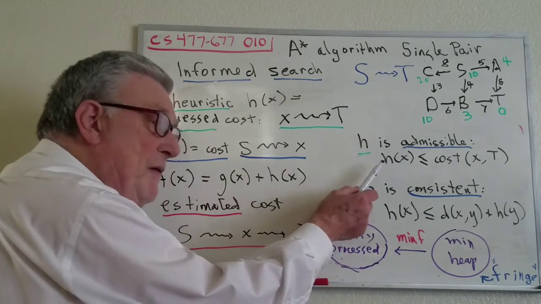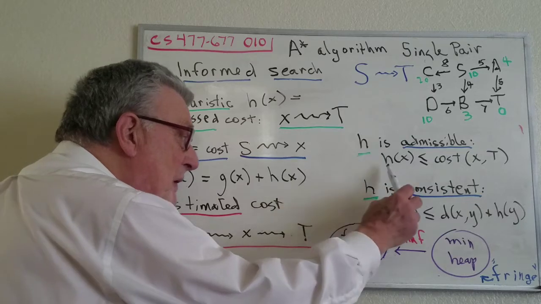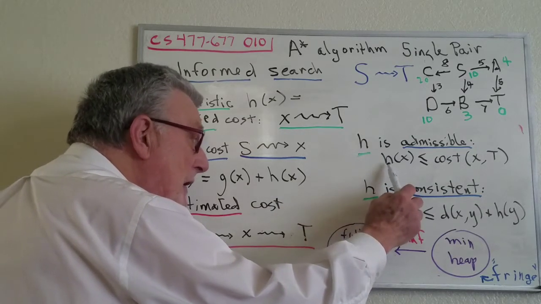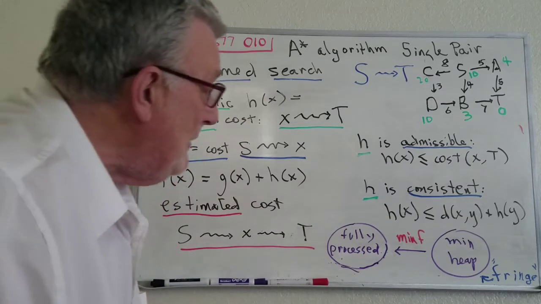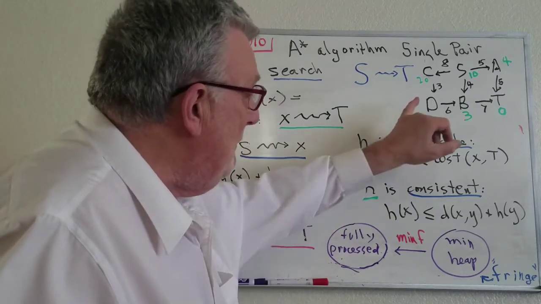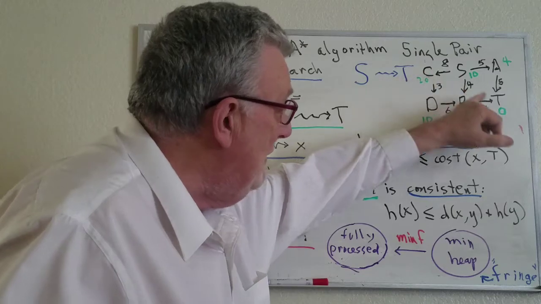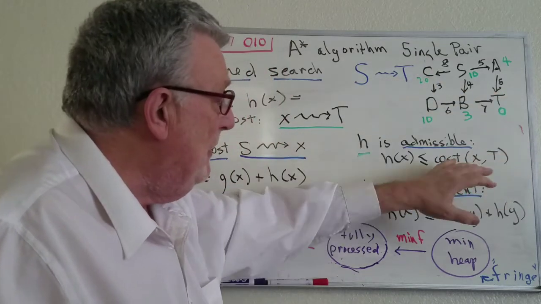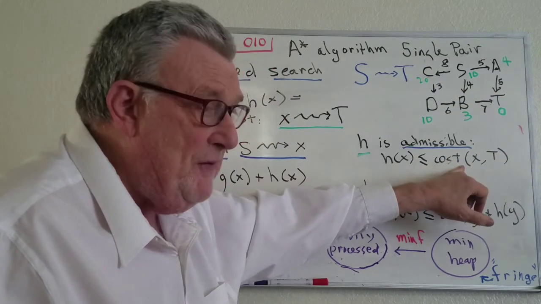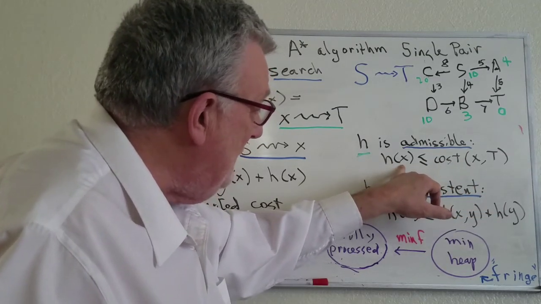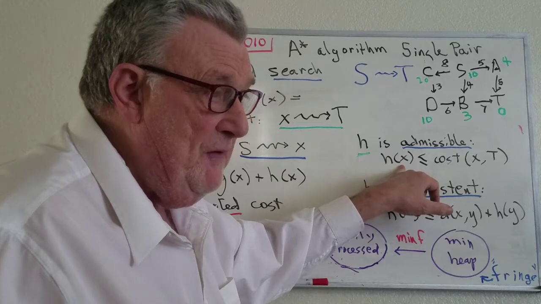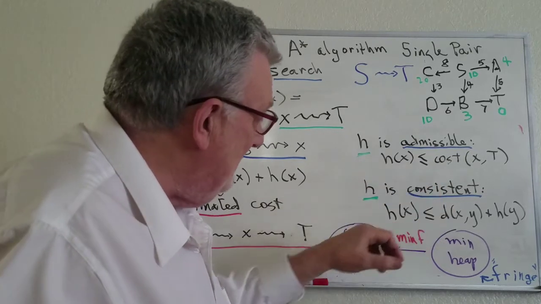We'll say that the heuristic value is admissible if the value, which we call h of x, is less than or equal to the actual minimum cost from that node x to t. Now we don't necessarily know what these values are for all x, but we have to be certain that this is true. If it's not admissible, then we might not get convergence.